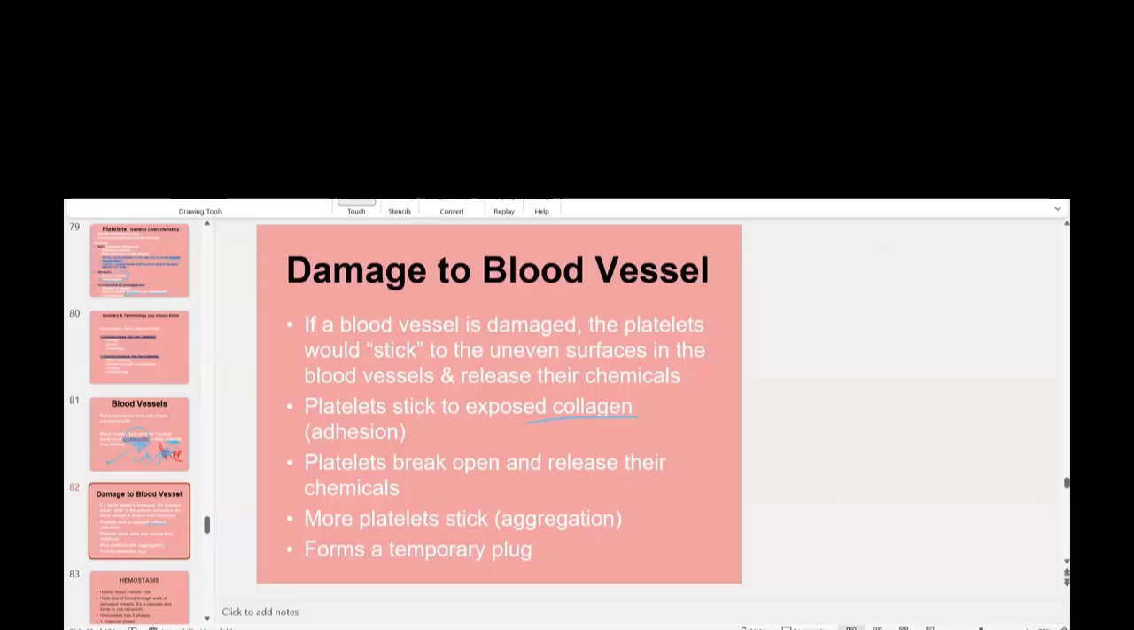Platelets also break open and release their chemicals. I told you the term for this, that is degranulation. More platelets will stick, and that will form aggregation, and finally they will form a temporary plug. So you are hearing new terms here: adhesion to collagen, degranulation, which means they are releasing their chemicals, aggregation, which means clumping of more and more platelets together, and then finally they are forming a temporary plug.